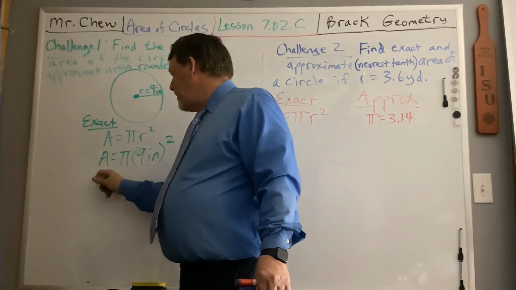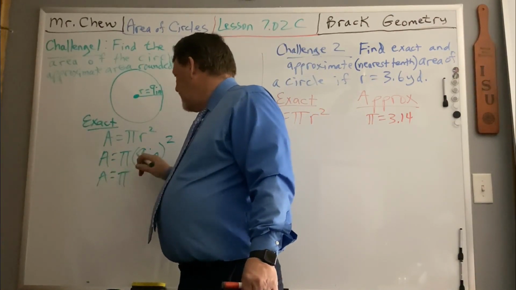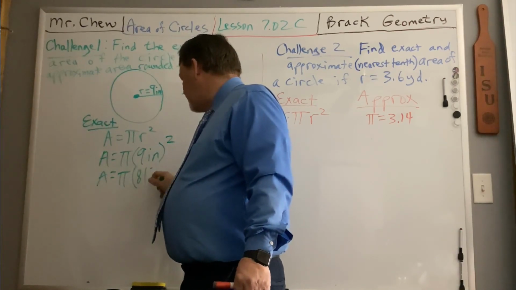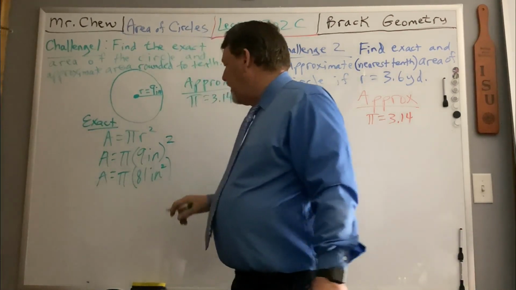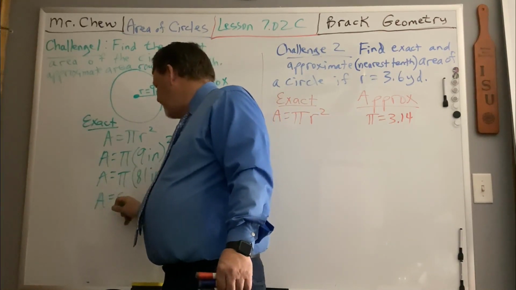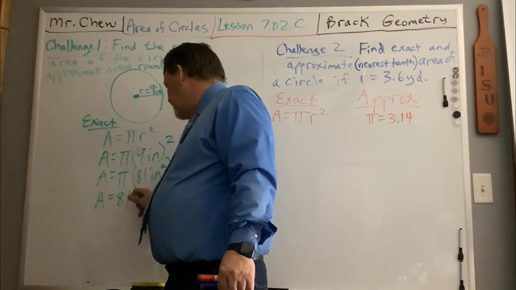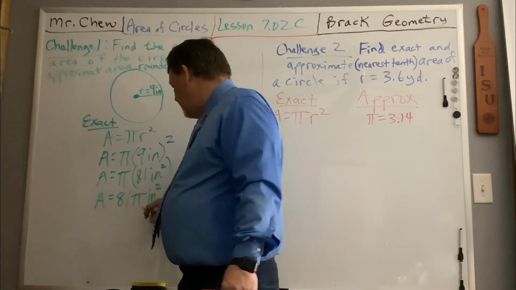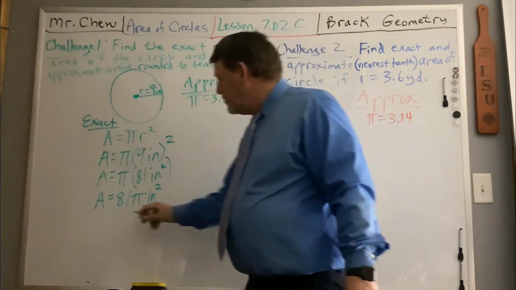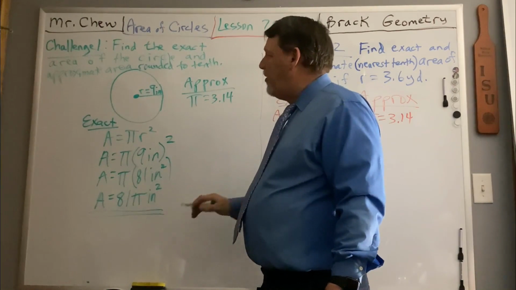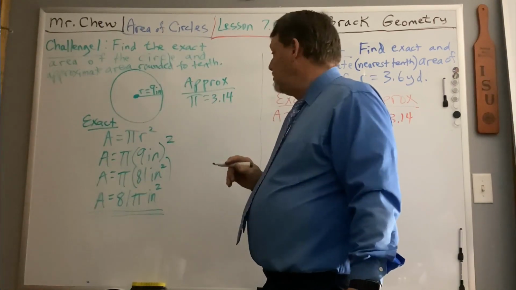So the area equals pi, 9 squared is 81, inches squared is square inches, and I always will write the 81 first, then the pi symbol, and then the unit of measure, which is inches squared. So this is the exact area of this circle.